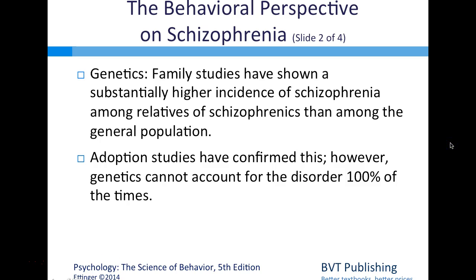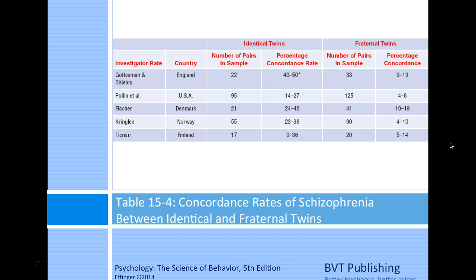Genetics. Family studies have shown a substantially higher incidence of schizophrenia among relatives of schizophrenics than among the general population, and adoption studies have confirmed this. However, genetics cannot account for the disorder 100% of the time. Okay, here we go. Here are the rates of schizophrenia between identical and fraternal twins. This table is on page 621 of your book, table 15.4.